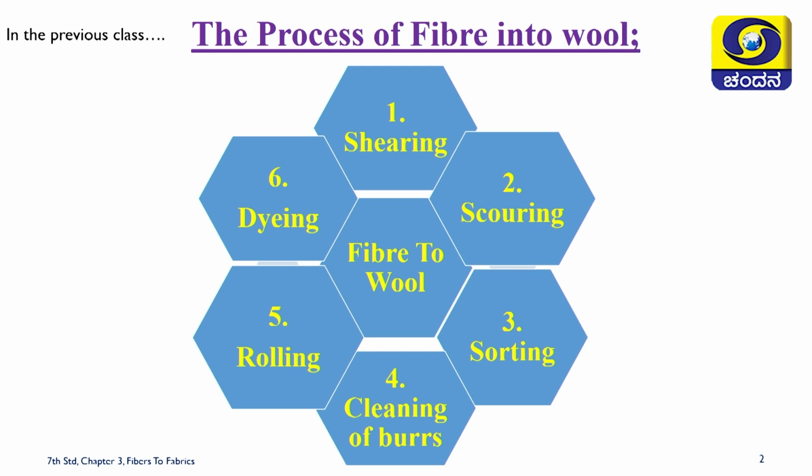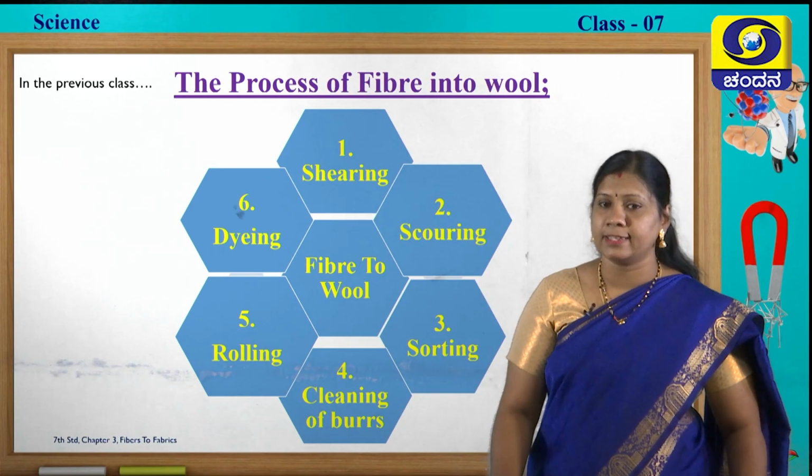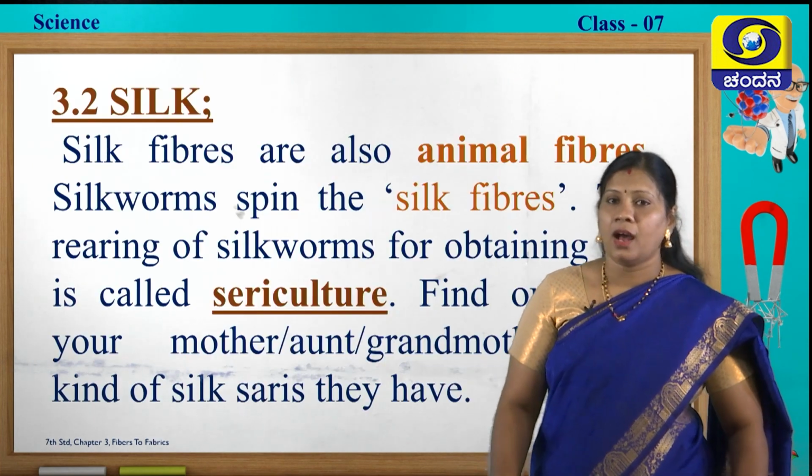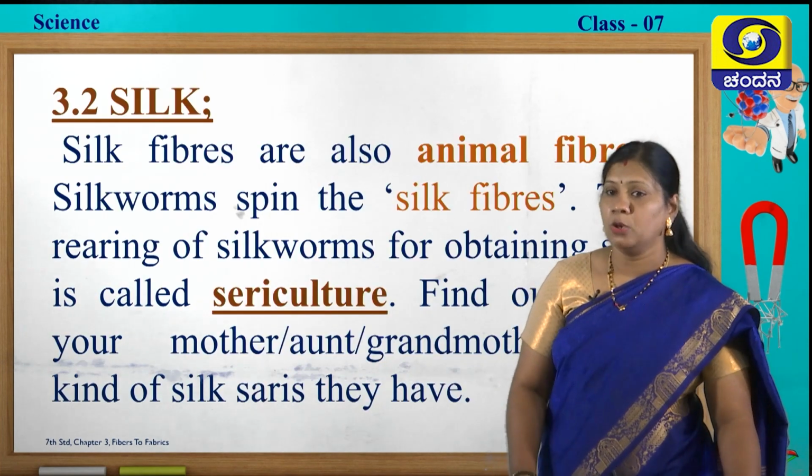So, the sixth one will be dyeing. Dyeing, exactly, is the coloring of the rolled or already cleaned extracted wool. So, these are the steps involved in the process of fiber to wool that we studied in the previous class. Next, in this session we will see how silk material is obtained.